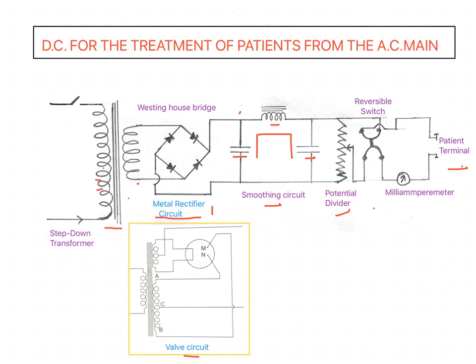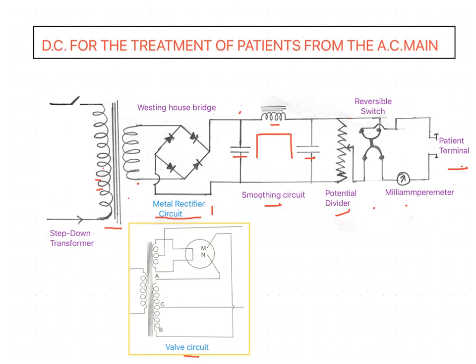This circuit also consists of a milliampere meter, and a reverse switch may be included. The use of this reversible switch is to reverse the polarity. And how much current has been supplied to the patient terminal is seen in the milliampere meter, and also the direction. This is the way direct current is obtained from the alternating current AC main and used for the patients.